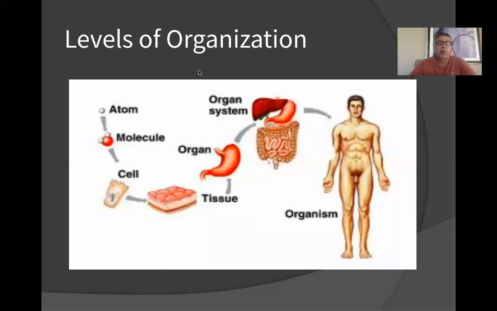So we need to talk about levels of organization, going from smallest to largest. We start off with the atom, and a group of atoms forms a molecule. Different types of molecules form a cell, and different cells with a specific function form a tissue. Tissue of a specific function creates an organ, and groups of organs with specific functions form a system. And a group of organ systems creates an organism.